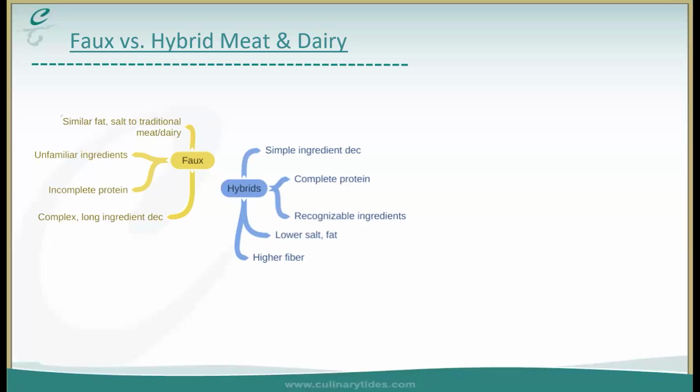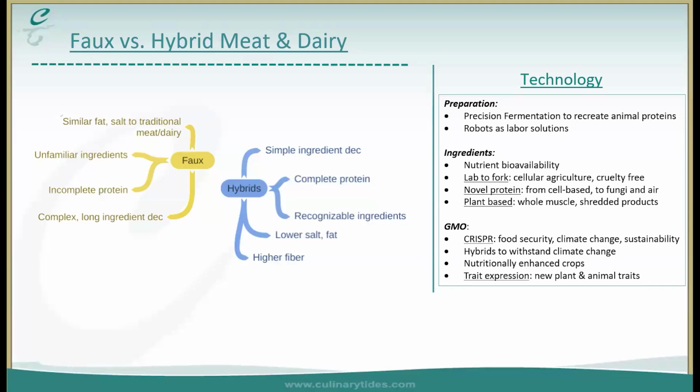Hybrids, on the other hand, are meat plus simple plant protein, grains, beans, mushrooms, even simple vegetables that are ground to put with the meat. This offers a simple ingredient deck. It is a complete protein because it contains meat. It's recognizable ingredients, a simple ingredient deck, lower fat, lower salt coming from the vegetables, and higher fiber.